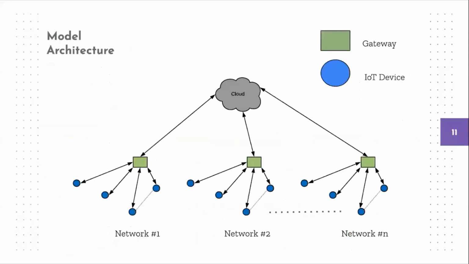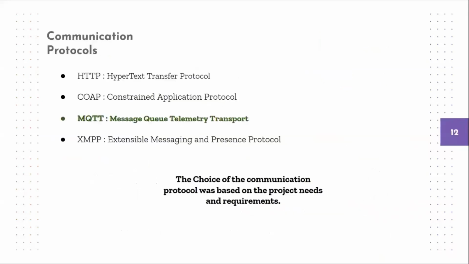This is the model architecture we wanted to achieve. N networks connected to the cloud. Each network consists of N IoT devices connected to one gateway. For the communication protocol, we explored different protocols such as HTTP, CoAP, MQTT, XMPP. When it comes to the choice of the communication protocol, there is no best and worst. Actually, it's based on the nature, needs, and requirements of the project.